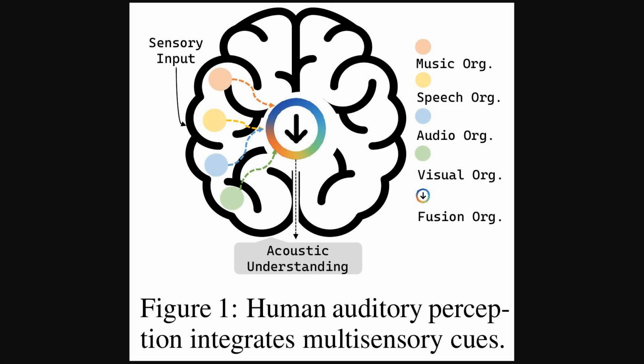So, to really visualize this idea of being inspired by human perception, we can look at this first figure. It shows a simple diagram of a brain receiving different sensory inputs. You can see separate streams for music, speech, general audio, and even visual information. These all feed into a central fusion area, which combines them to produce what the diagram calls acoustic understanding. This is a great conceptual model for the paper's entire approach, where they use specialized AI models for each of these streams, and then a large language model to perform that final fusion.